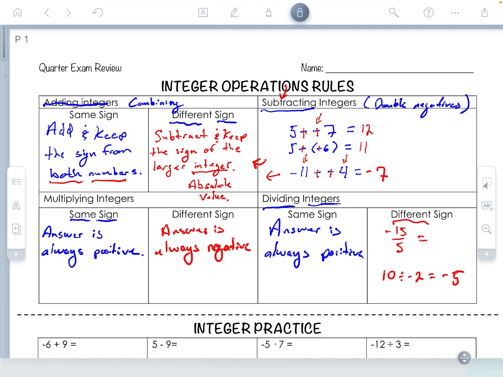So I just wanted to close out with this one. What are the rules, guys? When we're dividing by different signs, my answer will always be, right? The answer will always be negative.